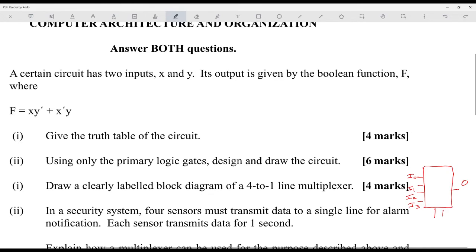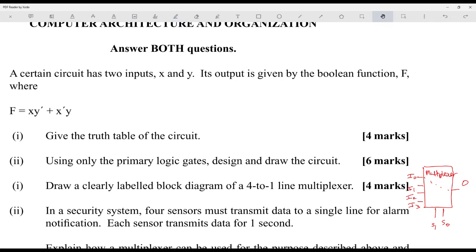And then you're going to have S1 and S0, selection 1 and selection 0. And the selections will determine which one of them will get chosen. And the name in this multiplexer, 4 marks.